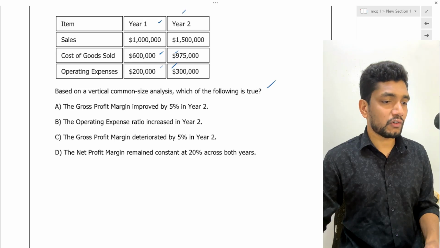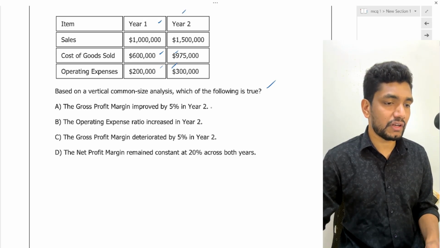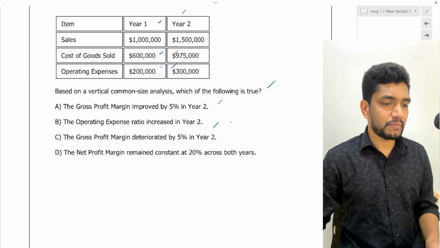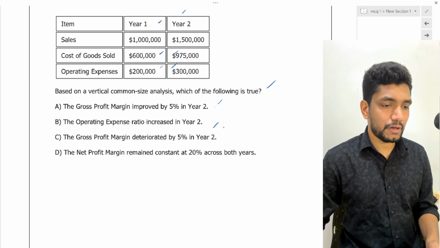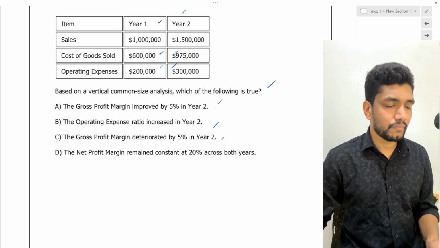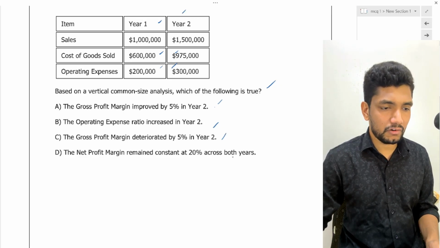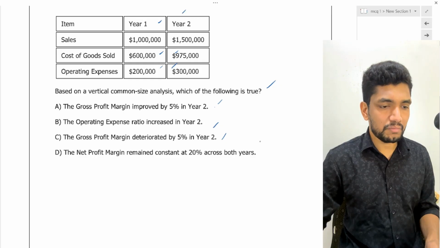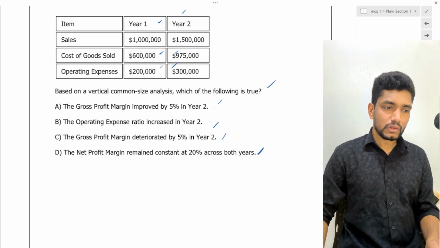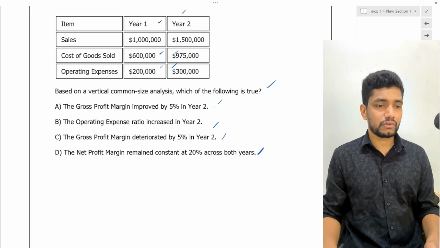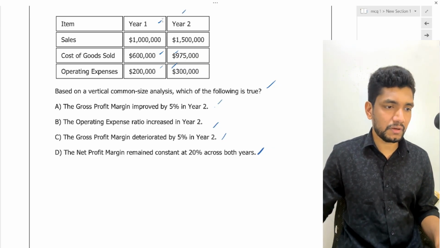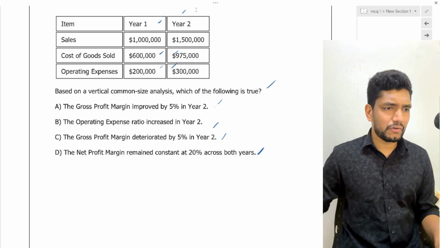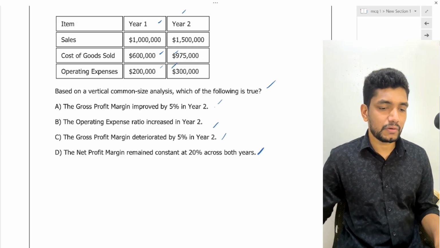The first statement, the gross profit margin improved by 5% in year 2. Then the operating expenses ratio increased in year 2. Then the gross profit margin deteriorated by 5% in year 2. Then the net profit margin remained constant at 20% across both years. So you have to find the true statement from these four statements. So first of all, we will start with the gross profit margin.